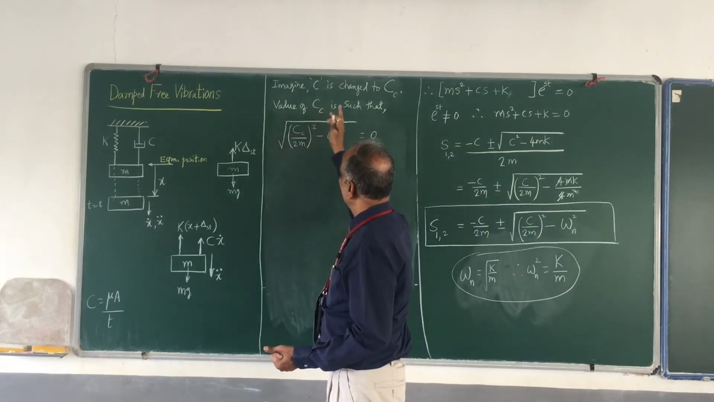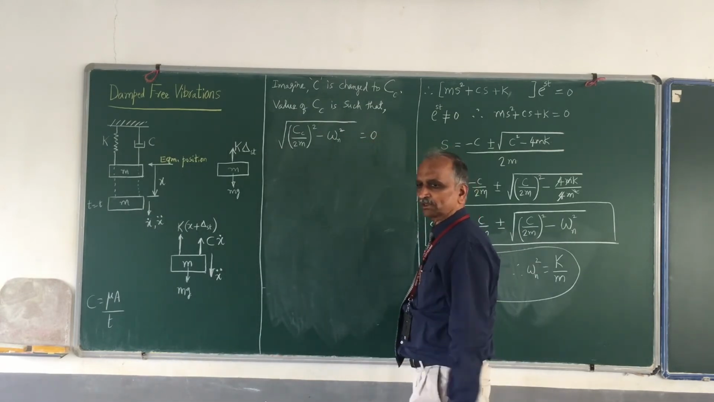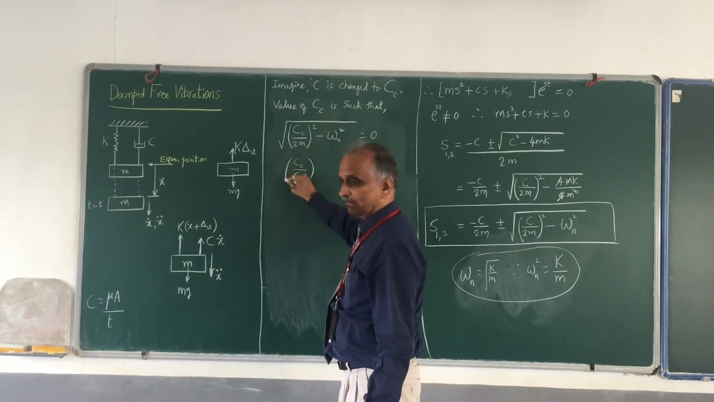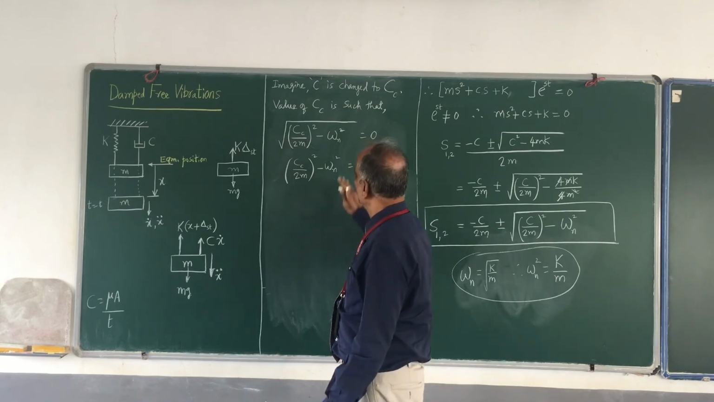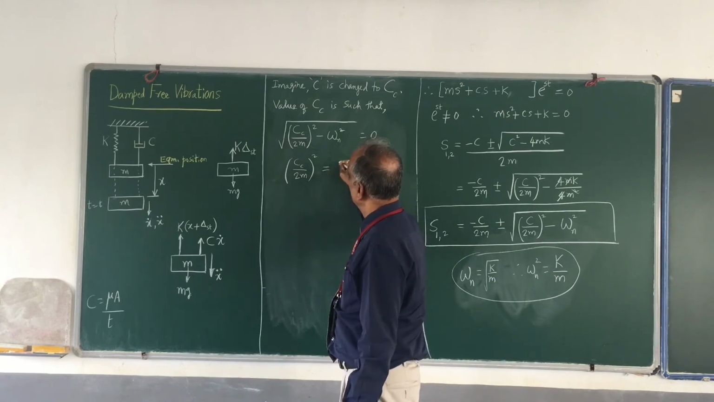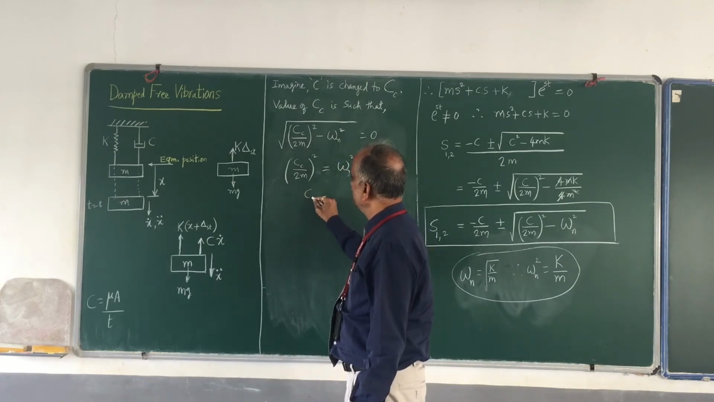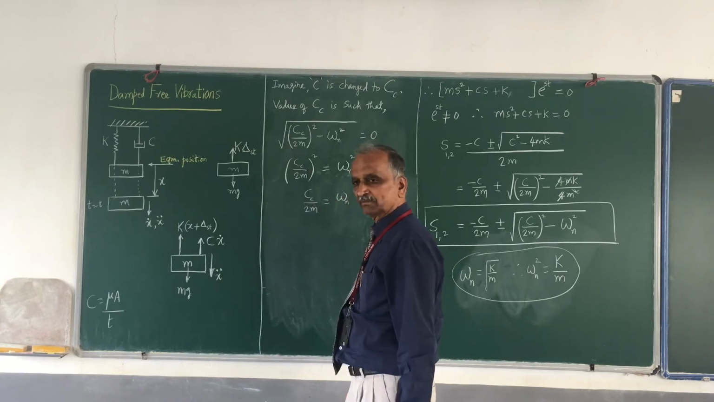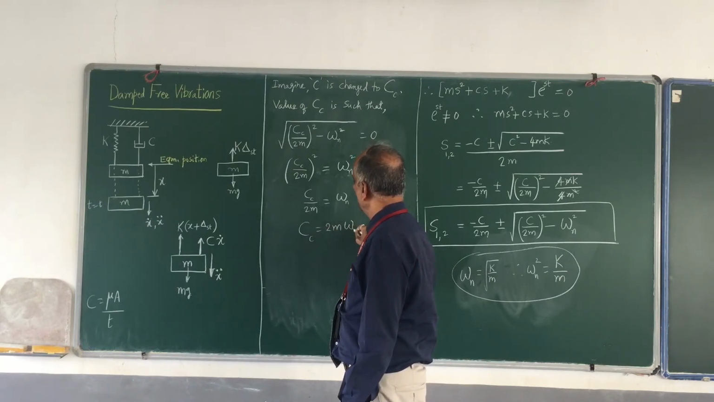Since 0 is on the other side, I square both sides. So when I square it, it becomes (Cc divided by 2m) whole squared minus omega n squared is equal to 0. In other words, this is equal to omega n squared. Taking the square root, Cc divided by 2m is equal to omega n, or Cc is equal to 2m times omega n.